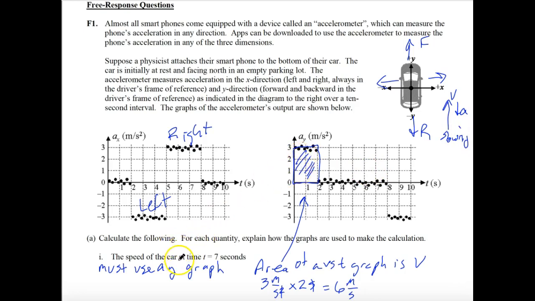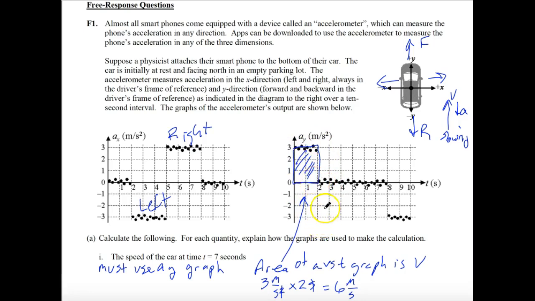First thing they want us to do is calculate the speed of the car at 7 seconds. To do that, we're only going to look at the acceleration in the Y direction. We're not going to look at it in the X, because that's what happens when we turn. And the Y direction is going to increase and decrease our overall speed. So for this one, we see at 7 seconds there isn't any, but up to 2 seconds it is accelerating.